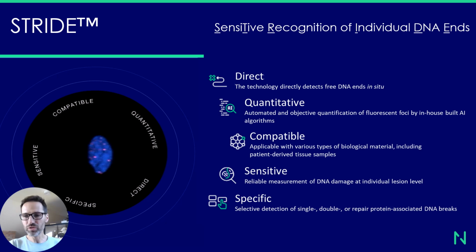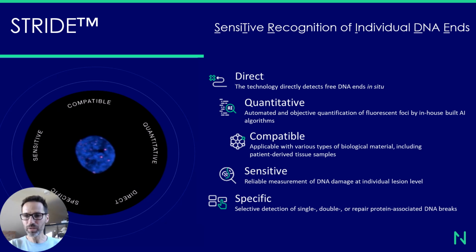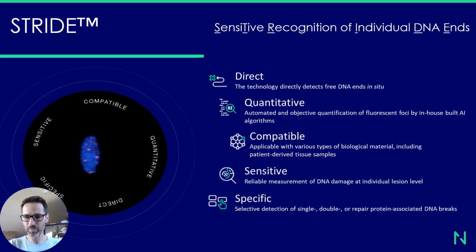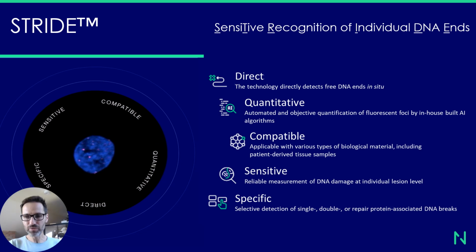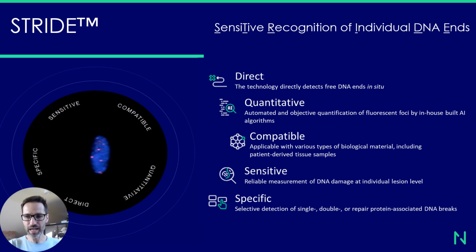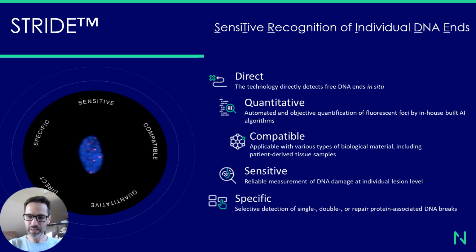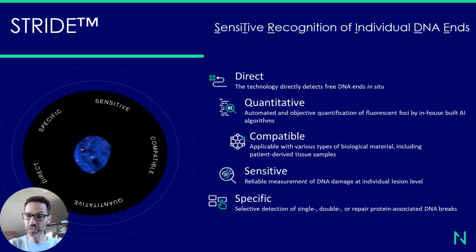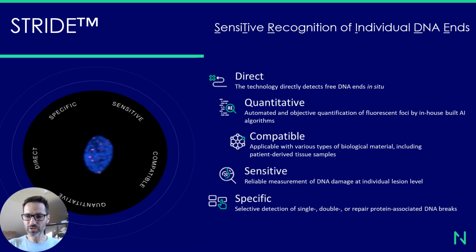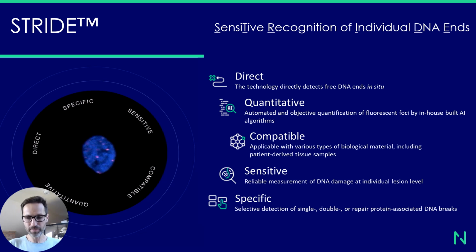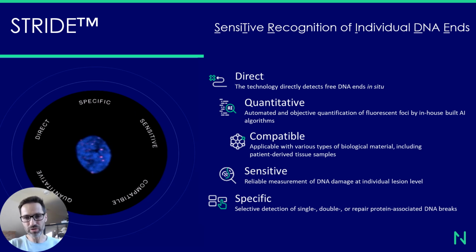We'll start with a short introduction into sSTRIDE, our technology platform on which all other assays are built. sSTRIDE stands for Sensitive Recognition of Individual DNA Ends, and this is what the technology does. It enables sensitive detection and fluorescence labeling of free DNA ends occurring at the sites of DNA breaks or DNA fragments. sSTRIDE has some important characteristics.